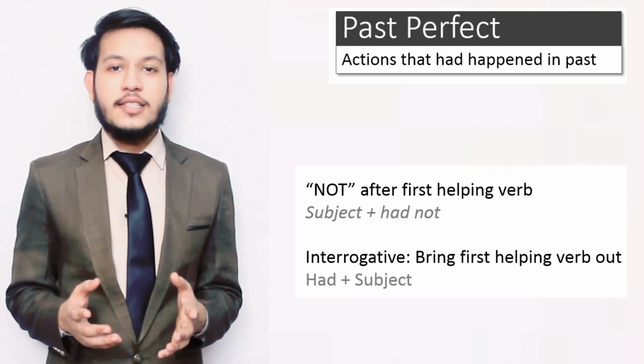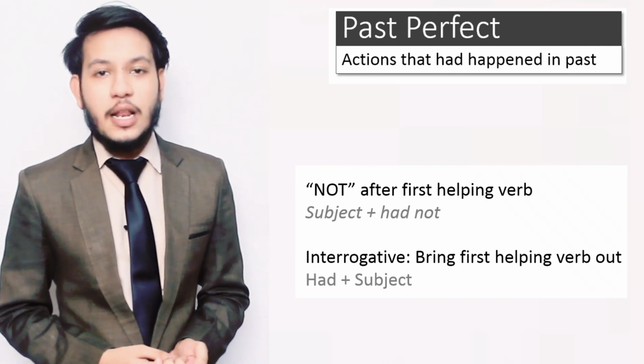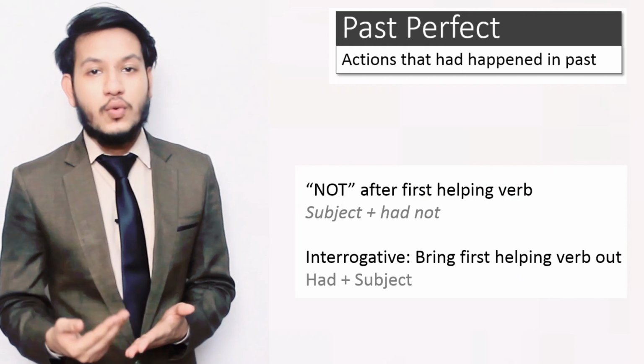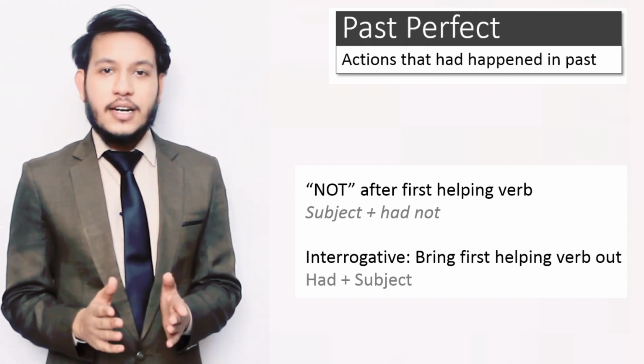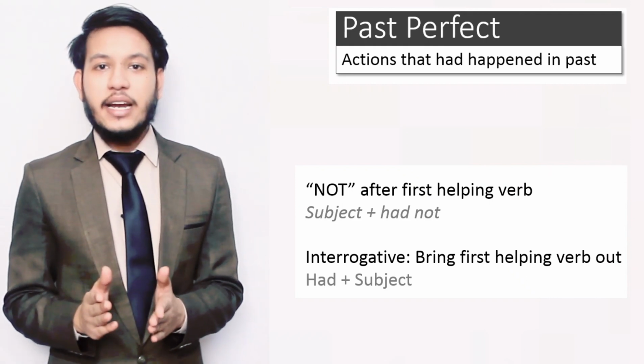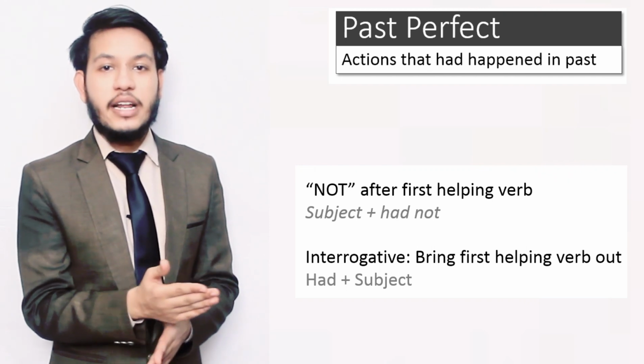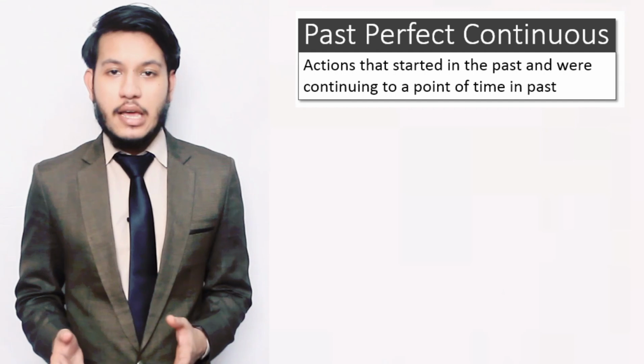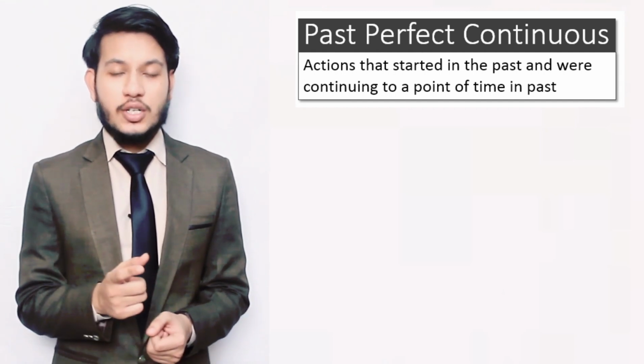For negative sentences you have to write not after the first helping verb, and that is had. For example, I had not walked. For interrogative sentences you have to do only one thing, and that is bring your first helping verb outside, and that is had.